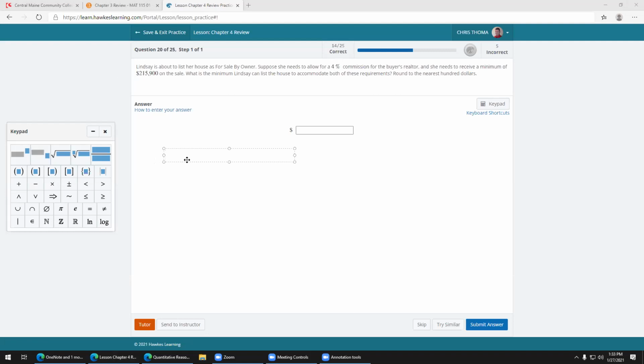So basically, if I take 100% and I subtract the commission, no dollar sign, sorry, on keyboard, I get what percentage of the money I earn. And so then if I take how much I want to earn, $215,900, and I divide it by 0.96, how much of it is my money, that will tell me that the price is going to be 224,895.833. I always go a little bit more, even though it's money, so we can see rounding rules, right?